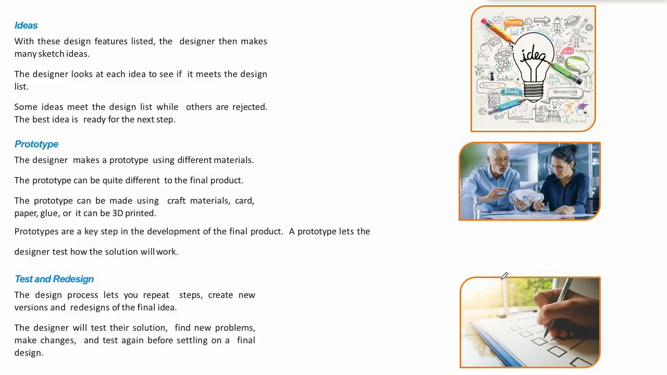Moving on to the third step, which will be ideas. Ideas is when you start brainstorming and giving yourself ideas in mind. With this design feature listed, the designer then makes many sketches of the idea, which then leads us to the prototype. You start to create a prototype of the final solution. The prototype can be quite different to the final product because changes will be made. The prototype can be made using craft materials, card, paper, glue, and it can be 3D printed.